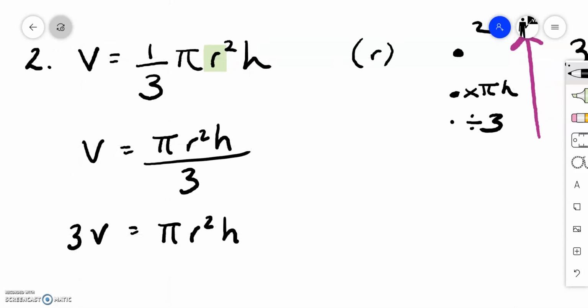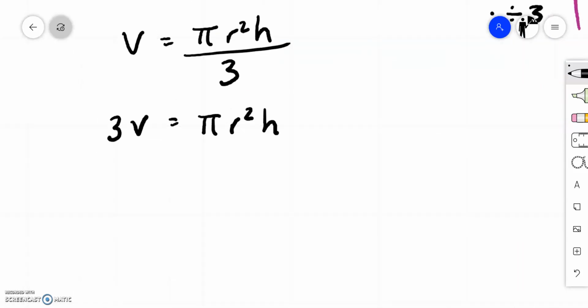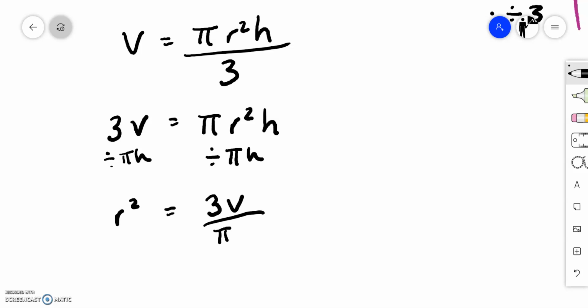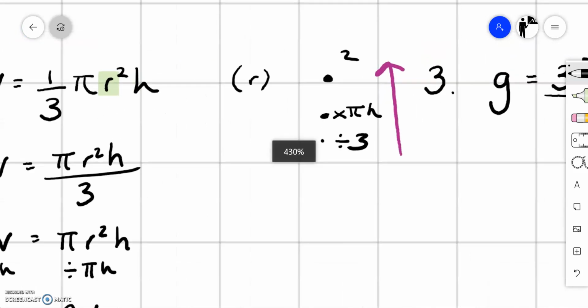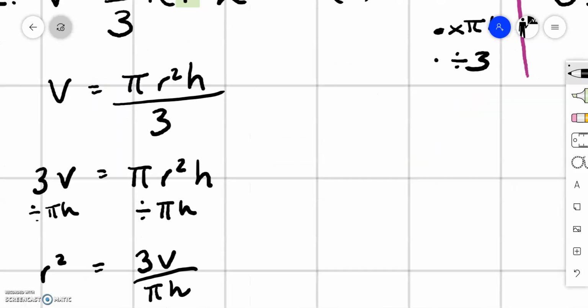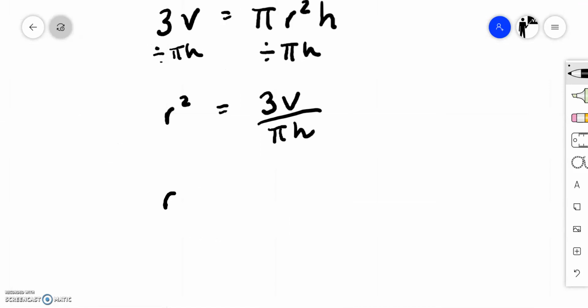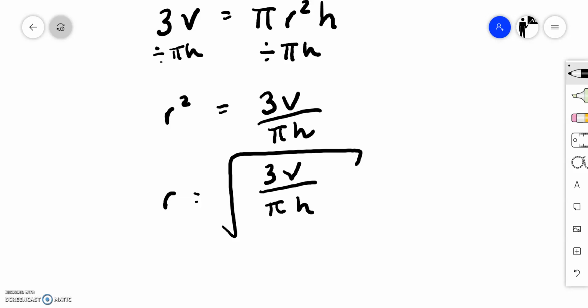I'm then going to do the opposite of multiplying by pi h. I'm going to divide by pi h. I'm going to get r squared is equal to 3v over pi h. Just change the order there so I had the subject on the left. Now my final operation I want to undo is squaring. The opposite of squaring, or the inverse of squaring, is to take the square root. So it's going to be the square root of 3v over pi h.